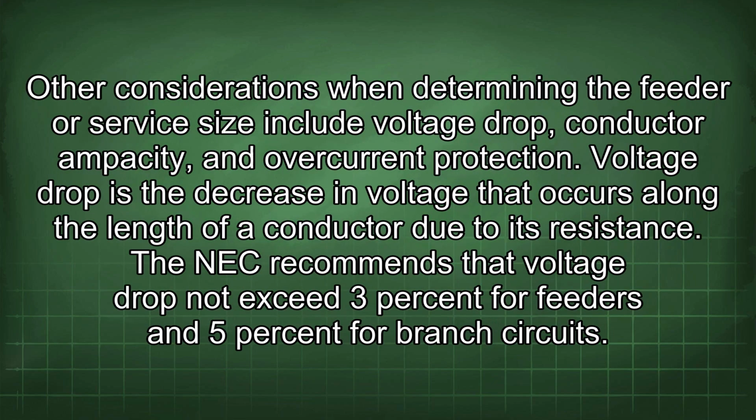Other considerations when determining the feeder or service size include voltage drop, conductor ampacity, and overcurrent protection. Voltage drop is the decrease in voltage that occurs along the length of a conductor due to its resistance. The NEC recommends that voltage drop not exceed 3% for feeders and 5% for branch circuits.